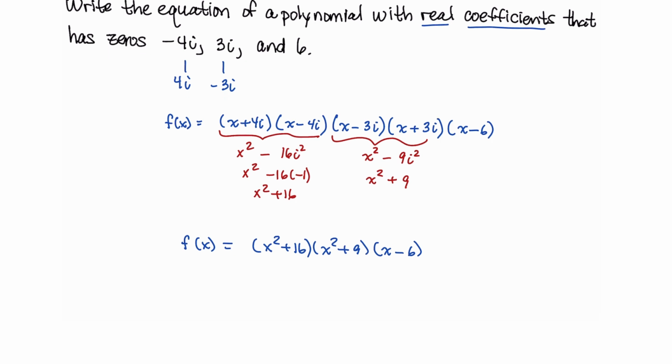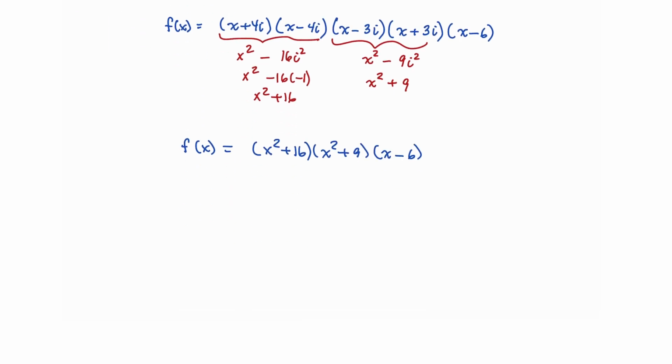And now to multiply this out, we are going to multiply these two first. That's just basically a FOIL problem. So f of x is equal to, well, let's see. First times the first is x to the fourth. The outers give us 9x squared. The inners give us 16x squared, so that's 25x squared. And then the last times the last, 16 times 9 is 144. And that's all multiplied by x minus 6.